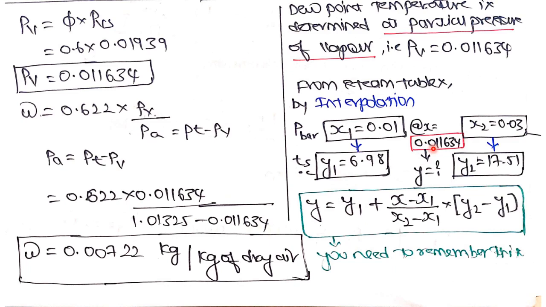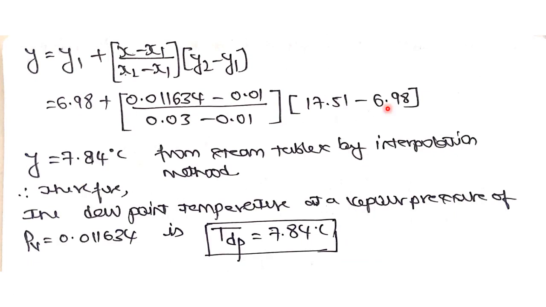For that you have this particular formula given by interpolation, and you need to remember this, as this formula is used multiple times in solving problems in psychrometrics. So remember this formula: y equals y1 plus (x minus x1) divided by (x2 minus x1) into (y2 minus y1). You have the minimum value 0.01 as x1, you have x2, y1, y2, and x. Just substitute all the things in this formula and you'll get the value of y, which is the value of temperature at x equal to 0.011634.